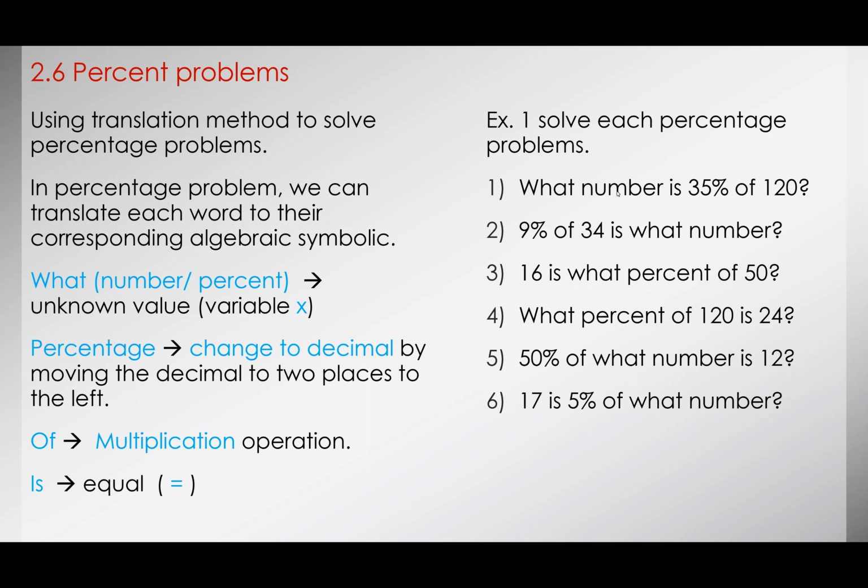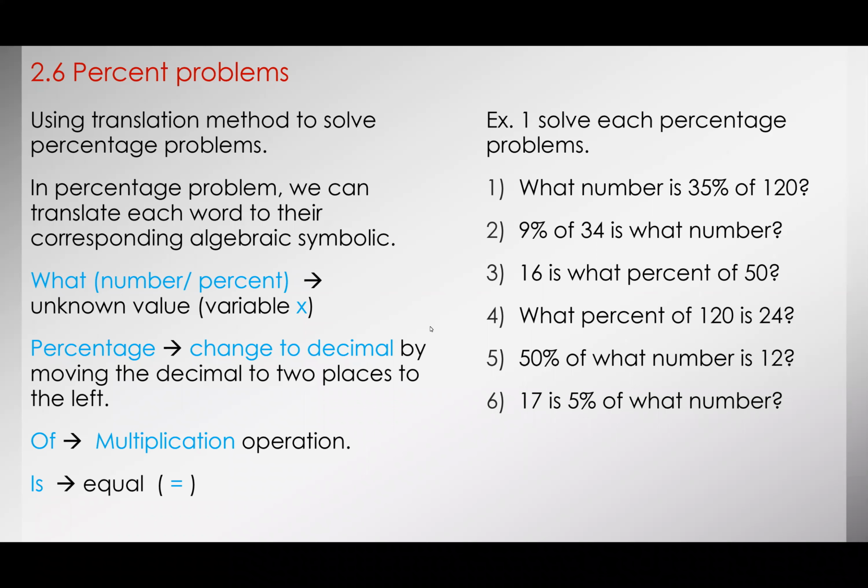Whenever you see a percentage, meaning 35%, 9%, 50%, 5%, whenever you see the percentage symbol, we need to change it to a decimal. And again, to change to a decimal, you just need to move 2 decimal places to the left. And if you have a decimal and you want to convert back to a percentage, you need to move it to the right, right? Every time you see the word of, as you can see, the word of is here, and here, and here. Every problem has the word of. The word of translates to a multiplication operation. And every time you see the word is, you translate it to an equal sign.